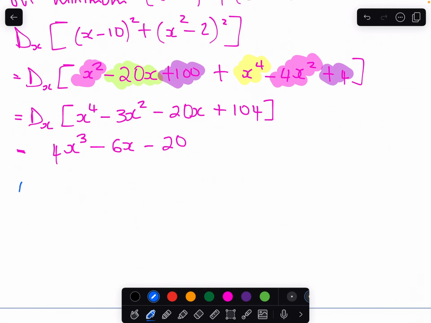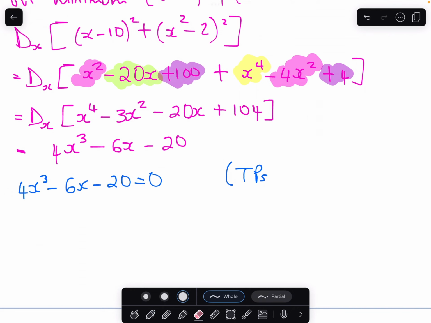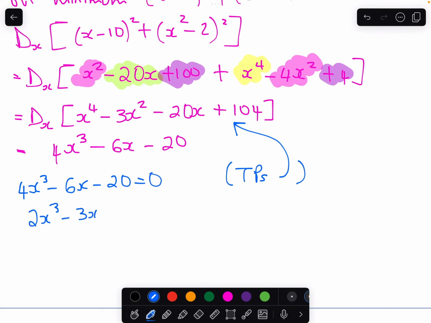So we are interested in where 4x cubed minus 6x minus 20 is equal to 0, right? Because we're trying to find the turning points of this function. We can divide through by 2. And then this is interesting. I don't know how to factorize it.